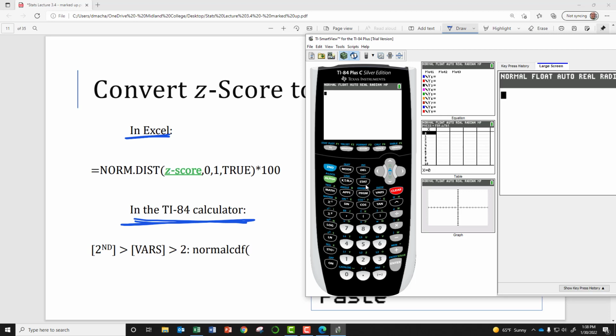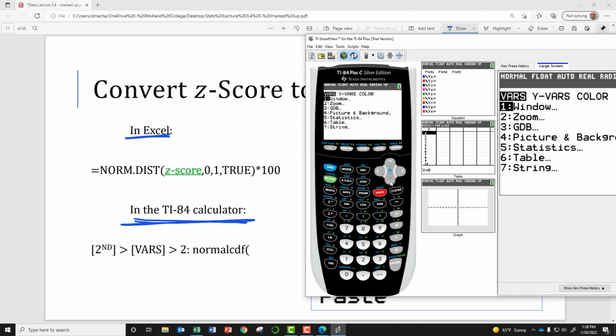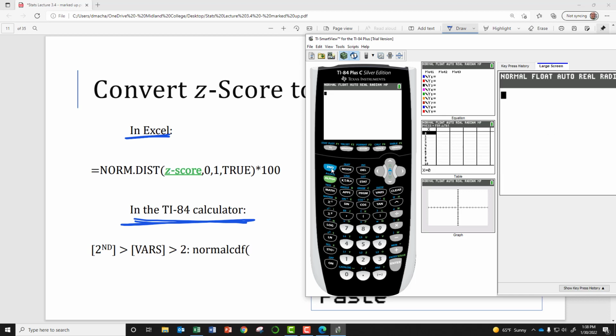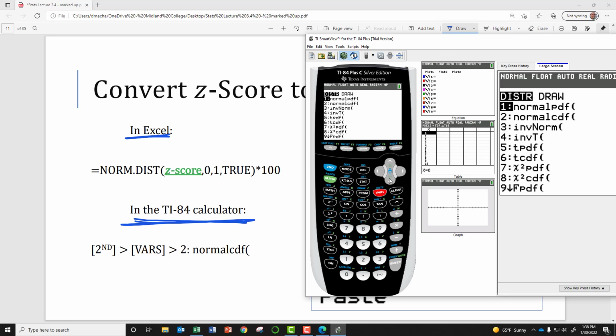go to second, and then the button that says VARS. So actually what we're selecting here is the DISTR, which stands for distribution. But to get to the distribution, since it's in blue font on this calculator, we have to press the second button first. And then second VARS will get us to the distributions. That didn't do what I wanted to do. I think it went to the VARS actually, so quit. And second VARS again. Now we're in the distributions.